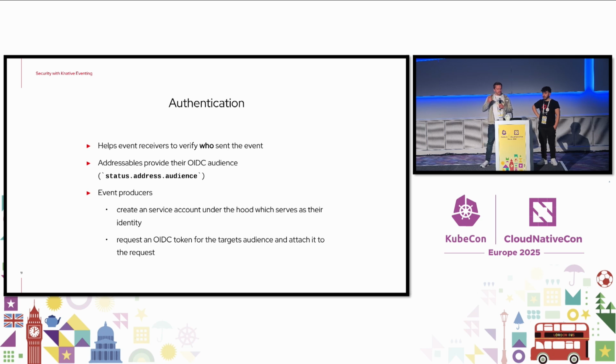So when the event producer wants to send an event, it requests a new OIDC token for its identity service account and for the audience of the target, and attaches it to the request in the header. Then the addressable, when it receives a request, checks the authorization header or the token. When it's okay, it passes it through and continues with the event processing. When it's not okay, for example, because the token expired or because it was for the wrong audience, then it declines it with a 401.